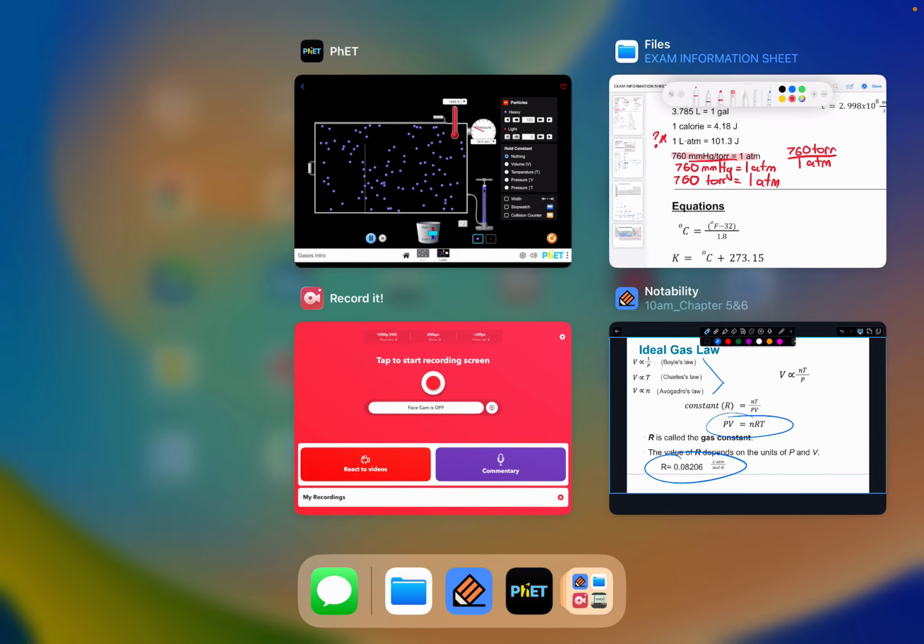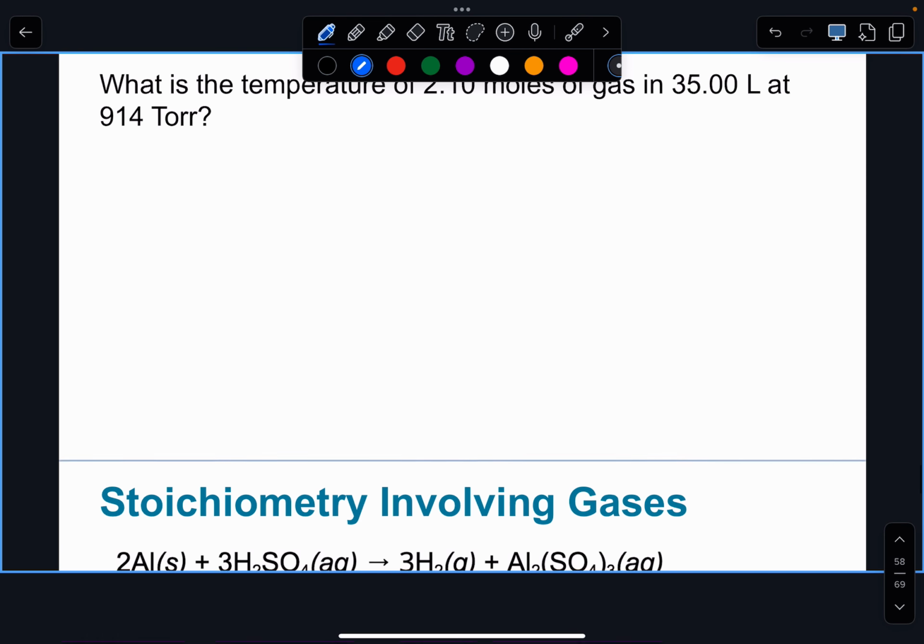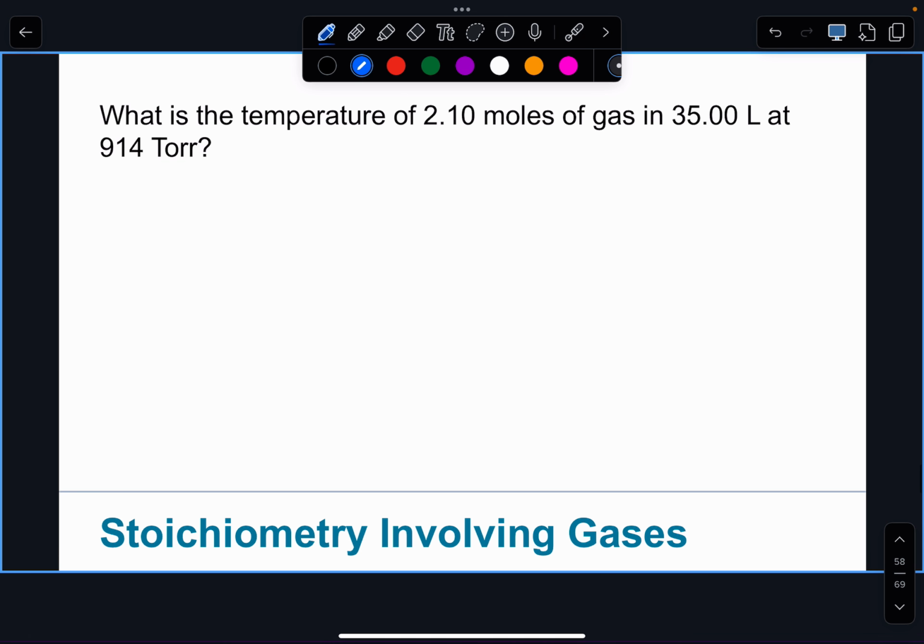Okay, so let's do one practice problem with the ideal gas law. Not that one. And then we'll go back and talk about pressure measurements, how those are done in the atmosphere, and also how they're done in an experimental setting. So take a minute using PV equals nRT to solve this problem.